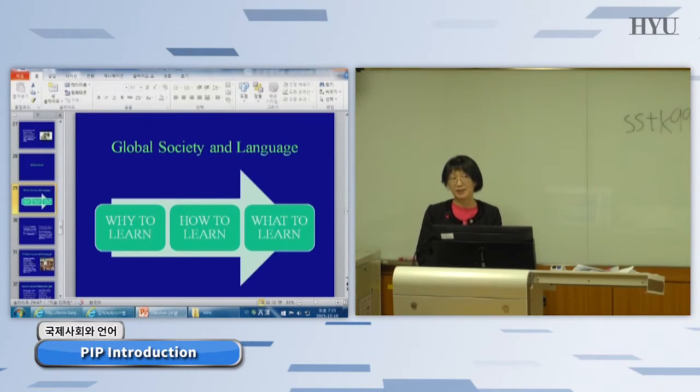PIP is short for purpose, what is the purpose of our class; importance, why it is important and meaningful in our class; and another P means the preview. So I'm going to show a snapshot of how our class is going to be.